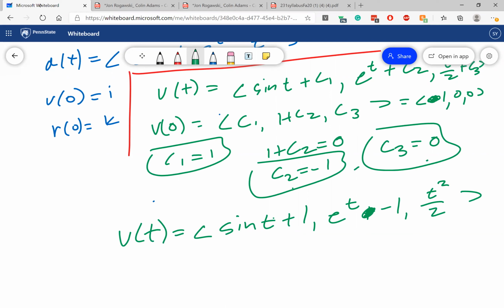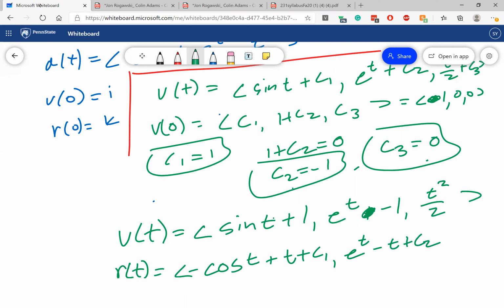Okay, now our r of t, so let's take the antiderivative again. So that would be over here negative cosine of t plus c1. And over here we would get e to the t minus t plus c2. And then over here we would get t to the 3 over 6 plus c3.